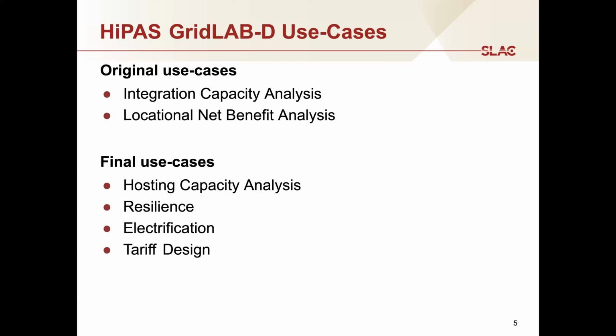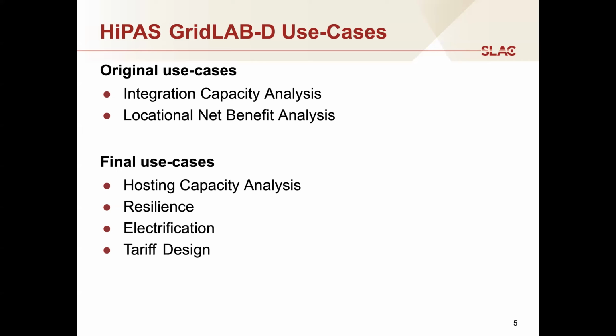And so we added 3 new use cases that emerged over the last 4 or 5 years. The resilience problem, which is a large looming issue, particularly with climate change stresses on the system. Electrification, which is essentially to address the decarbonization of the grid. And tariff design, which is really meant to address the impact of the other use cases on rates and revenues.